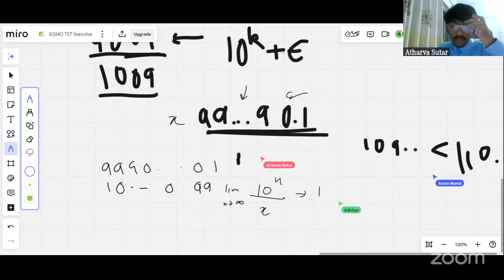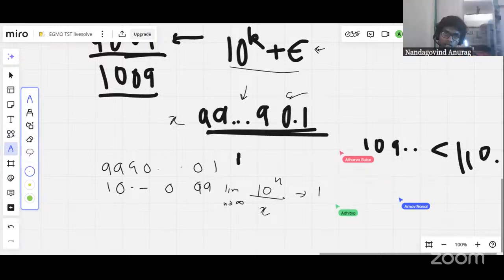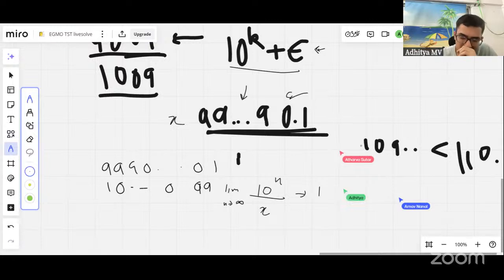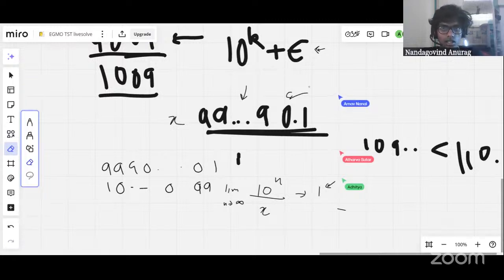So what we want is that the number of digits changes, right? So I think we might need to add a few zeros accordingly. What I'm thinking is there's no harm in adding zeros. We can just add zeros. Wait, the point is 10 power k plus something, like epsilon. If it's 10 power k plus epsilon, then because this limit tends to 1, what we can basically do is take sufficiently large n so that this epsilon by 10.